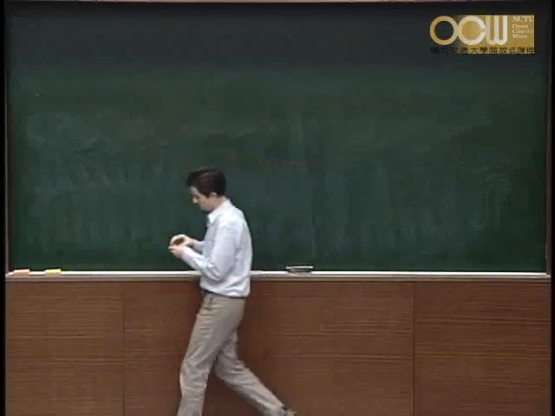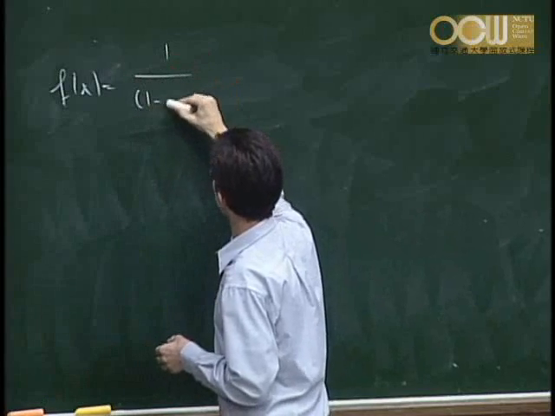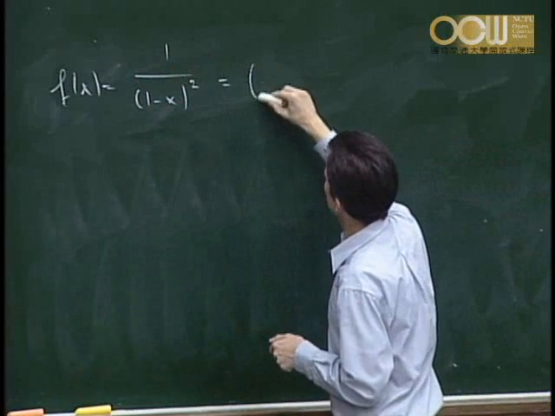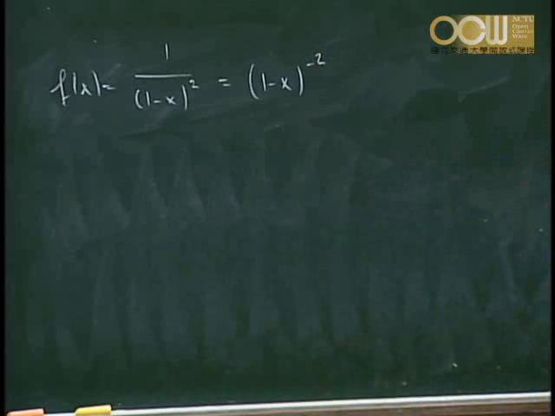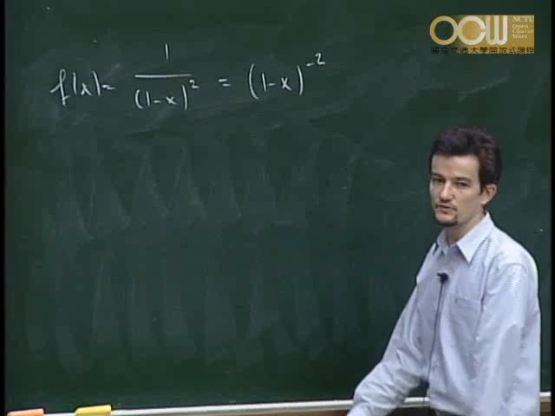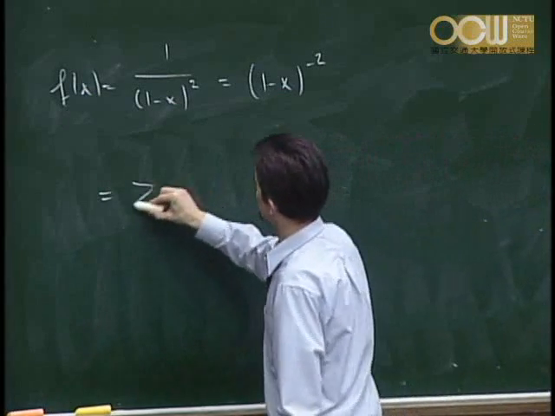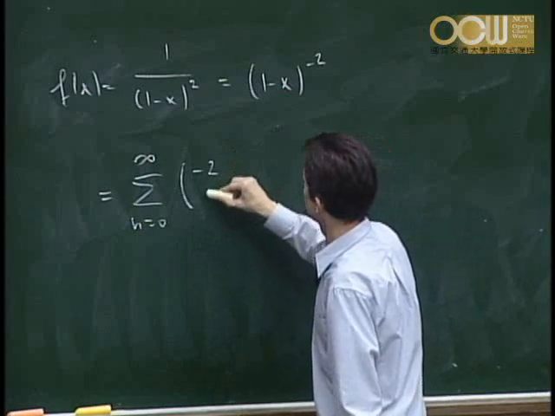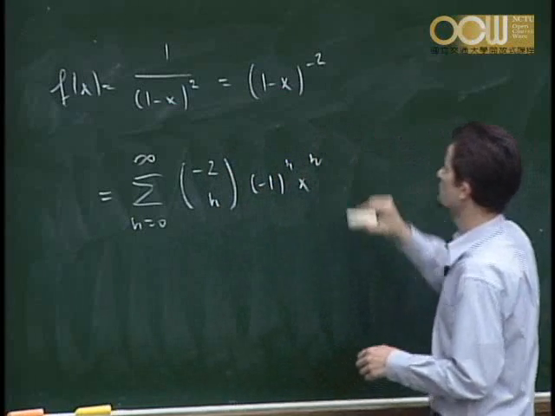For instance, if you have this function here, f of x is equal to 1 over 1 minus x squared. Also this, you can interpret as a special case. So if you are asked to find the power series representation, you can interpret this as a special case of the binomial theorem. So what you get here is the series n from 0 to infinity, then you have here minus 2 choose n, and then you have minus 1 to the n, x to the n.